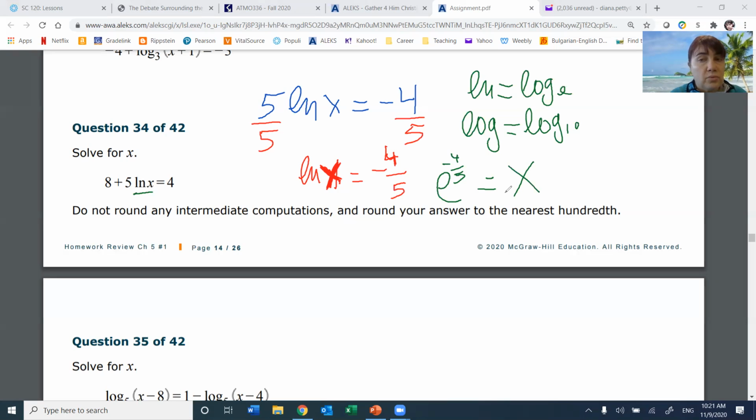So now we need to use your calculator to find this. Let's see if you can do it. That's correct. 0.45. Good. Okay.